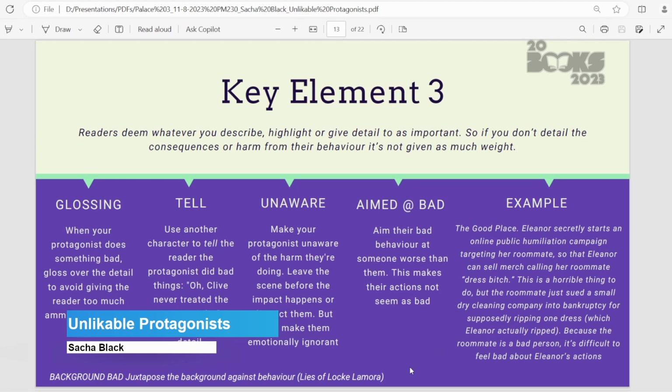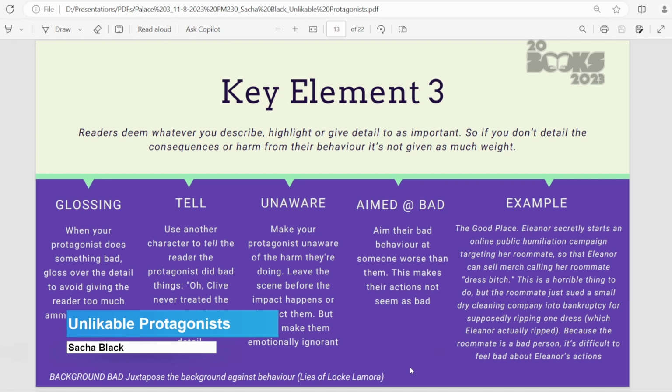Key element three then. Whatever you describe in the prose, the reader's going to feel is important, which means you can manipulate them. Either you over-describe something where you are pointing the reader in a certain direction on purpose, and that can either be to distract them or to lead them down a certain path, or you can do the opposite and you can gloss over something.